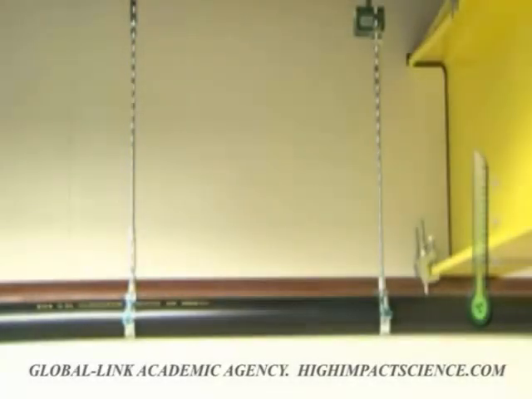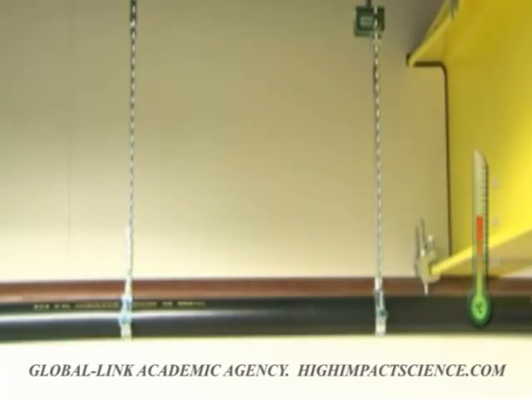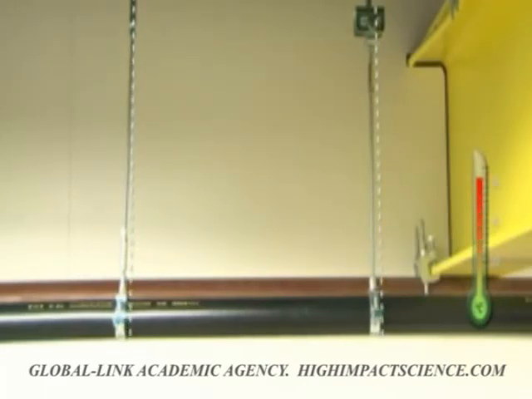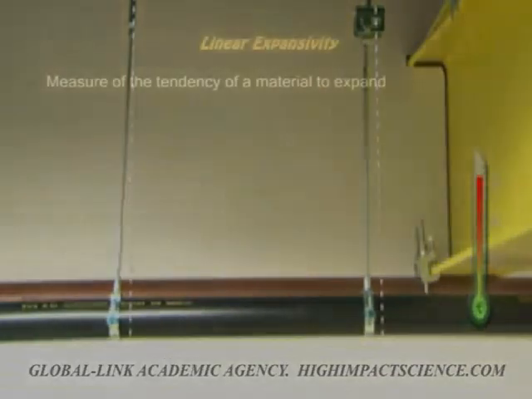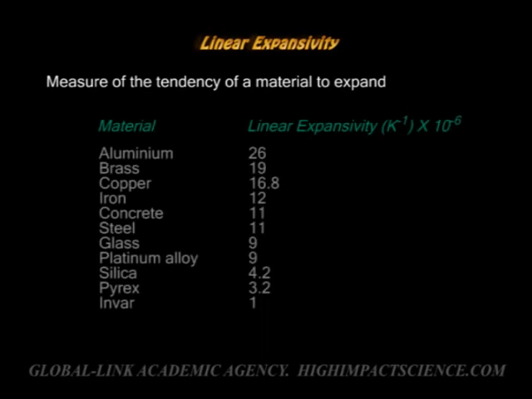Linear expansivity. When a steel rod is heated, it expands. The change in length of the rod is called its linear expansion. The measure of the tendency of a material to expand is called its expansivity. Aluminium expands more than iron, and therefore aluminium has higher expansivity than iron.